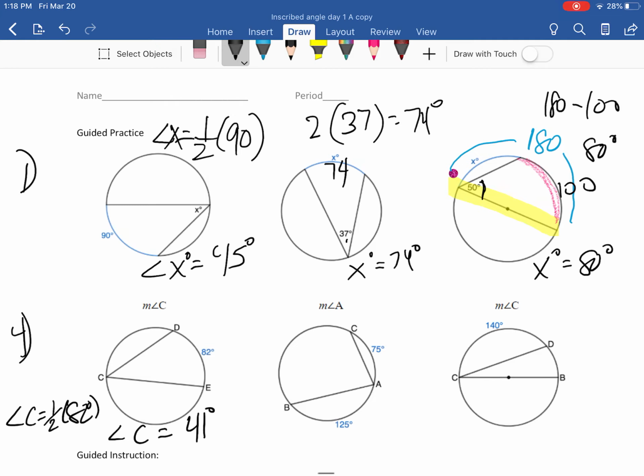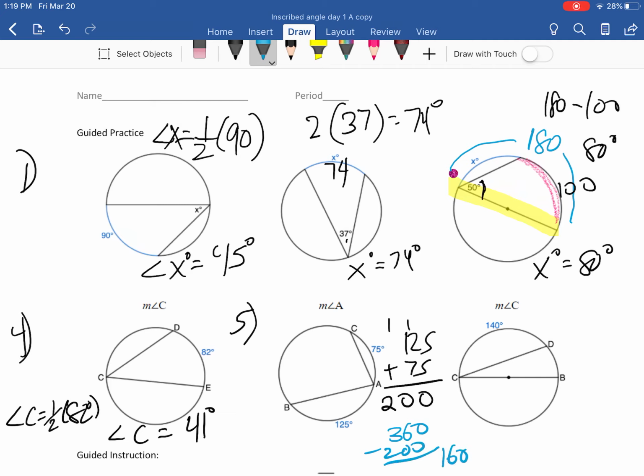For our fifth question, we're going to have to use the properties of a circle, or that the distance around the circle is 360. So we want to add 125 plus 75, and we're going to get 200. And if a full circle equals 360, that'll tell us what's left, or 160. Now we know what the missing arc is. We could take half of 160 and figure out what angle A is, which would just be 80.